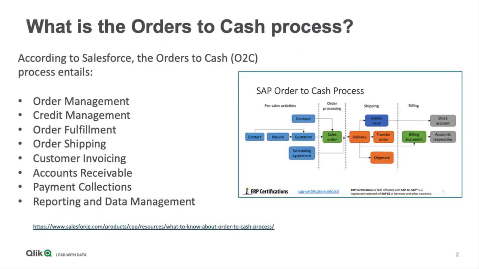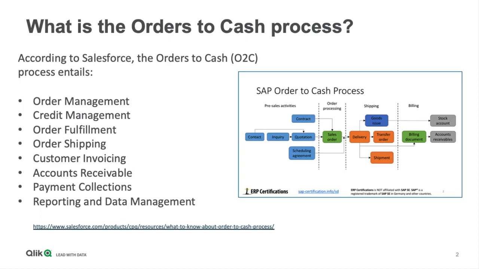So before we get into the demo of the accelerator, let's talk a little bit about what the orders to cash process is. Very simply, a customer buys a thing, that thing gets scheduled, pulled out of inventory, and delivered, the customer gets billed for the thing, and the company gets paid for selling the thing. That's the orders to cash process in a nutshell.